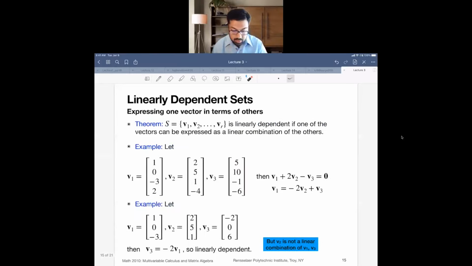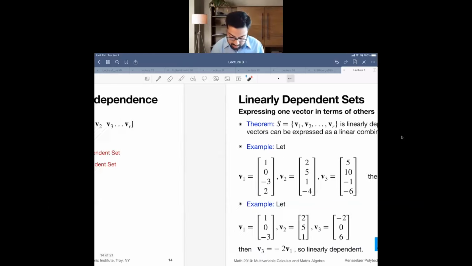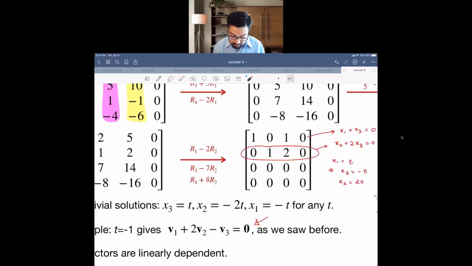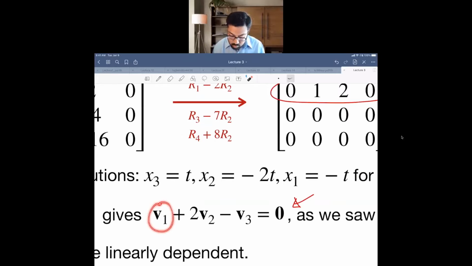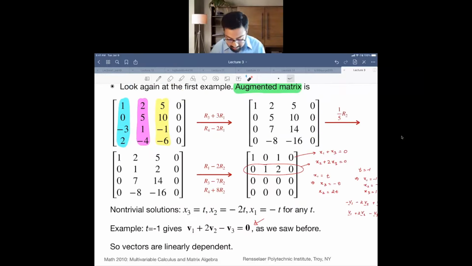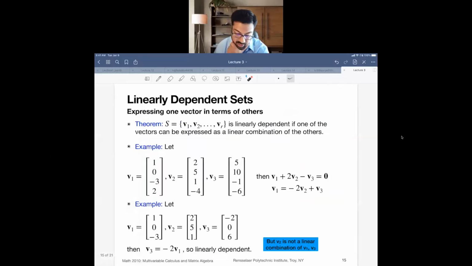Next, we are focusing on linearly dependent sets. We are going to try to express one vector in terms of other vectors. So we are essentially trying to do something like this: v1 can be written as negative 2v2 plus v3. That is writing one vector as a linear combination of other vectors. Let us see how we can do that: expressing one vector in terms of others.